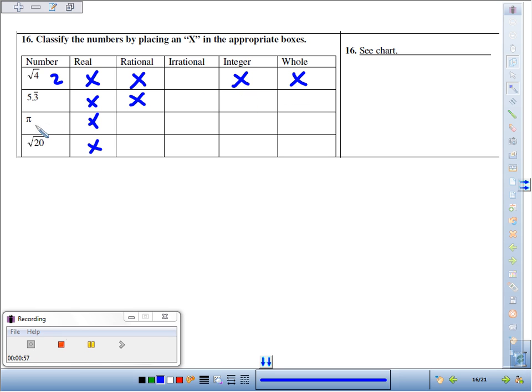Pi is a crazy number. It goes on forever, 3.141, and it keeps going on and on and on. Those crazy ones, they're irrational. And of course, decimal pieces can't be integers or wholes.